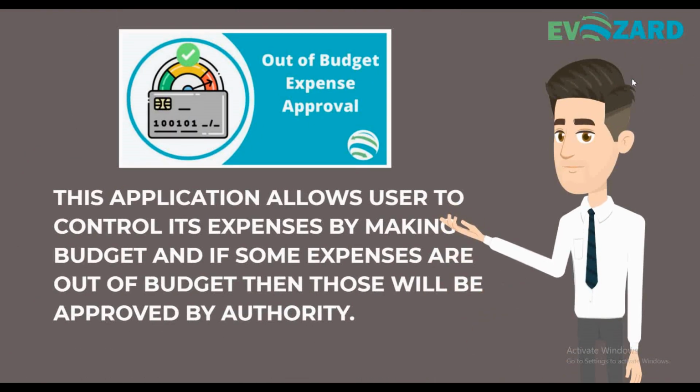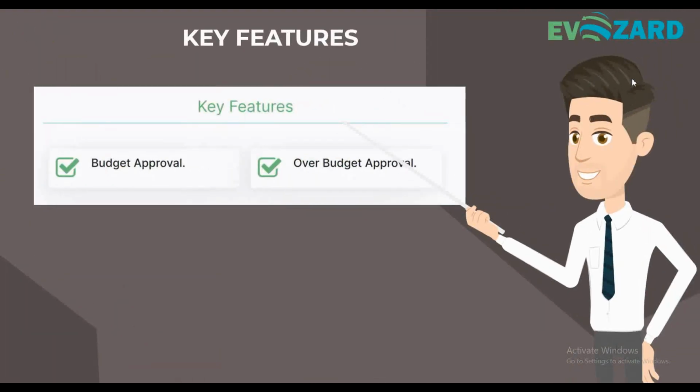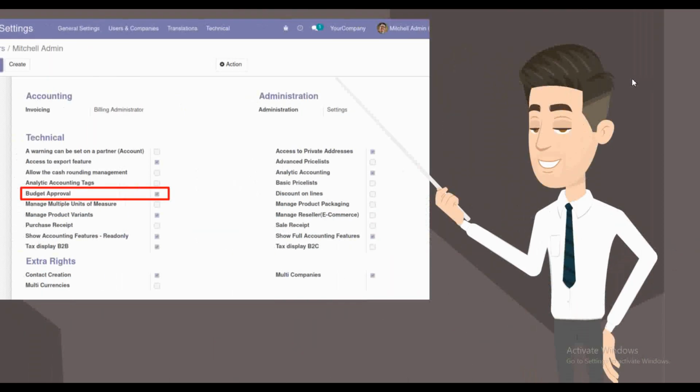This application allows users to control their expenses by making a budget, and if some expenses are out of budget, then those will be approved by an authority. That means approval is needed if the budget is going over. So the key features are budget approval and over budget approval. Let's go through its configuration.